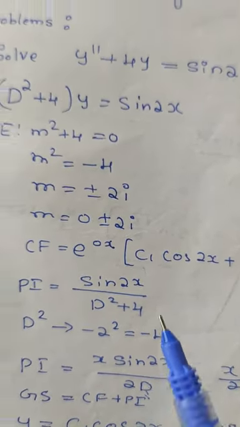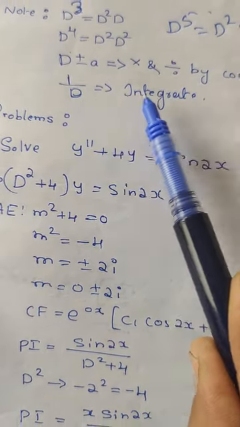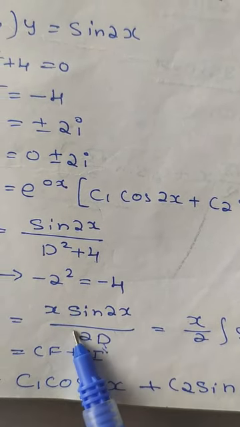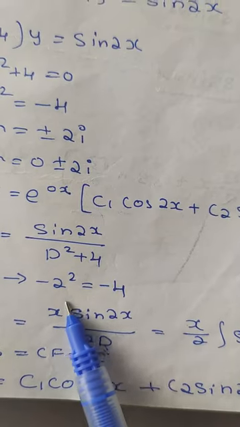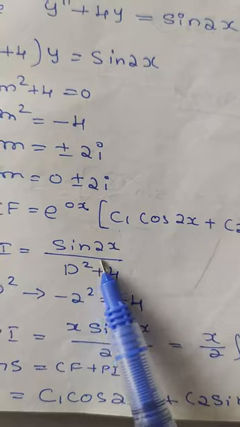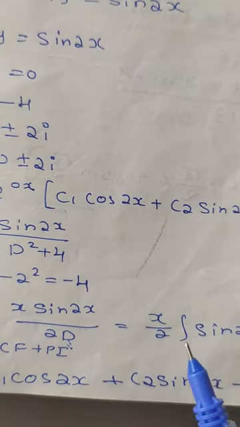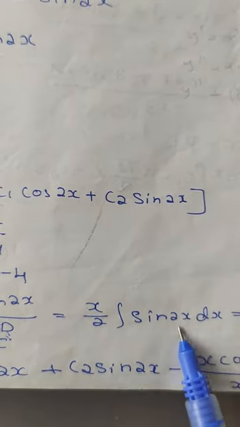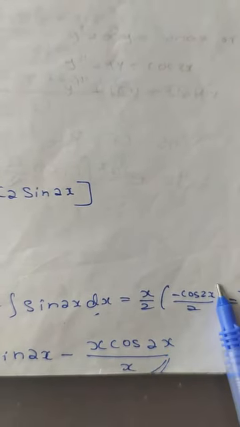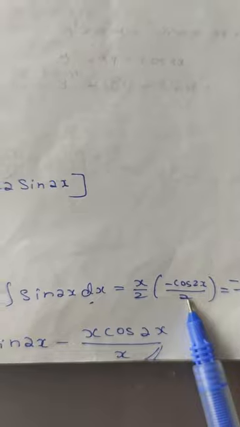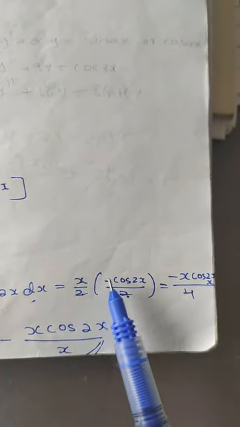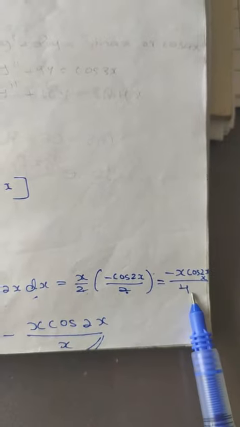If we remain with D in the denominator, we have to integrate, but while integrating, you have to consider only the original function, sin 2x, not x. Okay, we get x because the denominator is 0. Then x by 2, integrate sin 2x with respect to x. What is the integration of sin 2x? Minus cos 2x divided by 2. Then PI is minus x cos 2x divided by 2 into 2, that is 4.